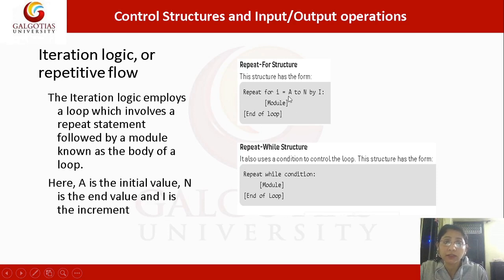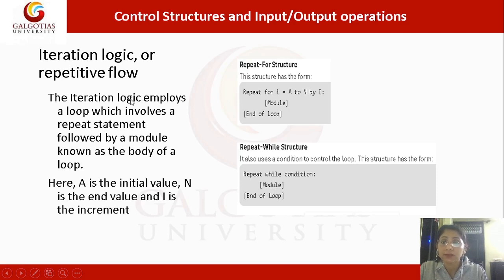So therefore, for I is equal to a to n, based on the value you are putting for a and based on the value you are putting for n, the module which you are writing inside this for structure is going to be repeated again and again in sequence. Similarly, in case of while structure, a repeat while condition. So here we are going to write down a condition. As long as that condition is true, the module which you are writing inside this while structure is going to be repeated again and again.